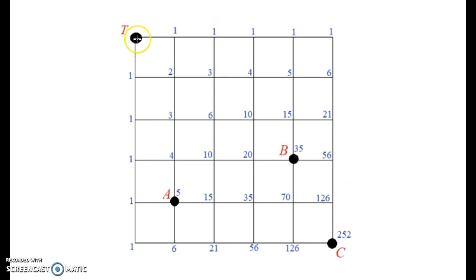So, for example, all of the edges, it's only going to take one path to get there. So from T to this point here, there's only one path. From T to this next point, it's only one. T to the next one, so all the edges should only be a single path.